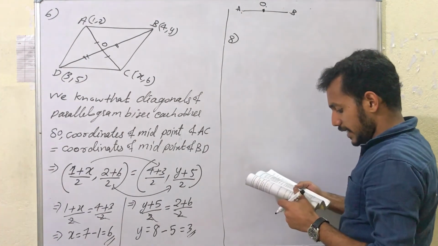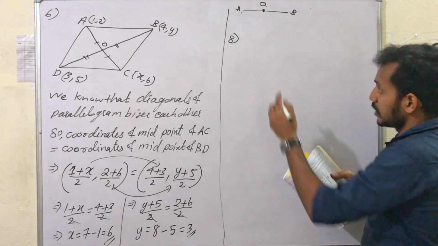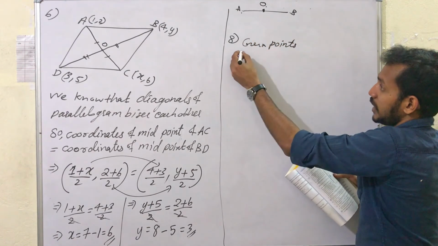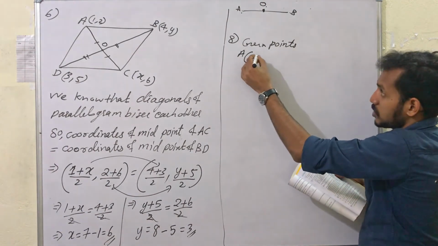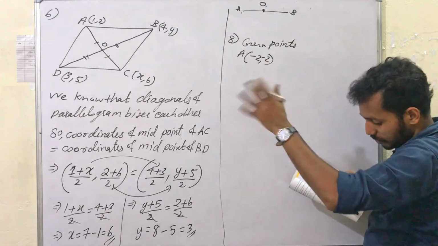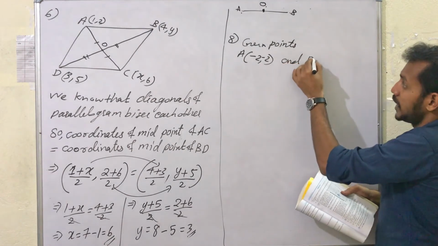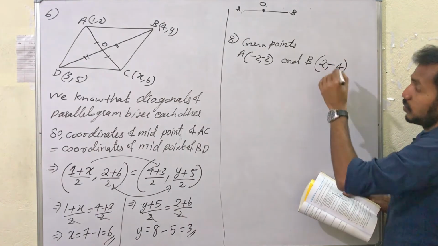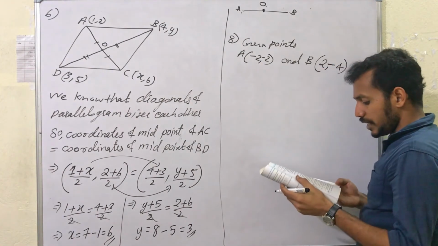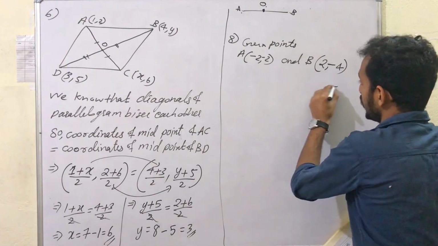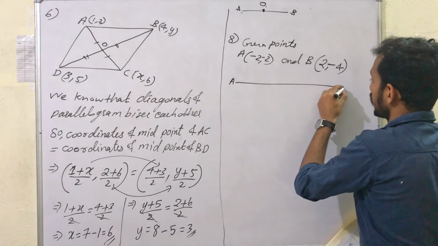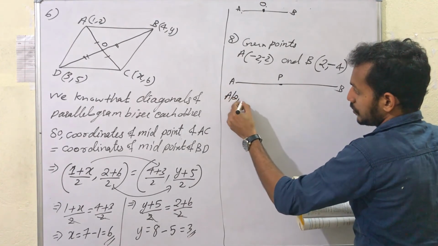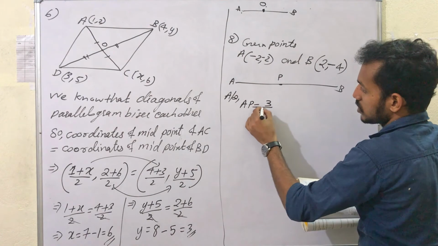Now come to question number 8. A and B, given points are A (-2, 2) and B (2, -4). Find the coordinates of P such that, what is the given condition? AP is equal to 3/7 AB.